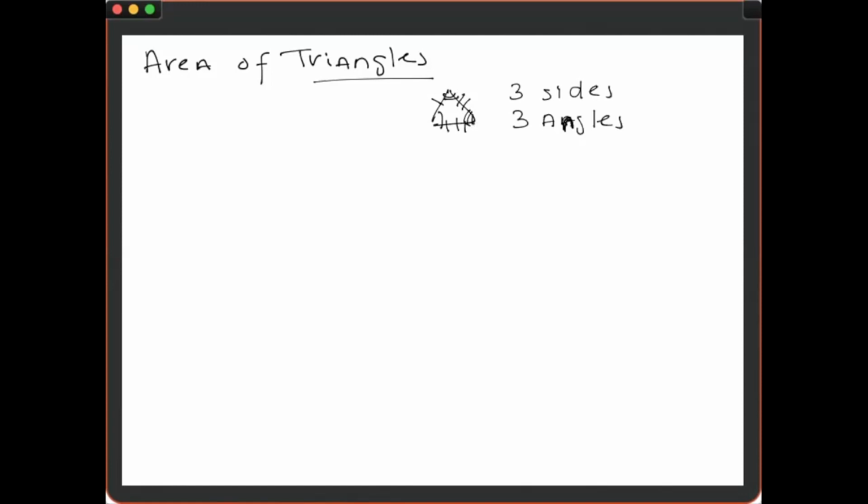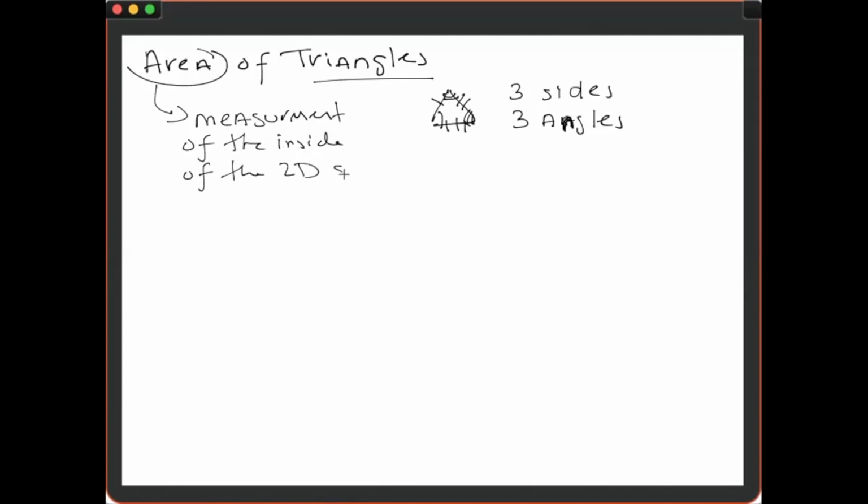All right, so again, the main point of this chapter is finding the area. You all should be familiar with what area is. It's pretty much finding the measurements of the inside of the two-dimensional shape. In this case, we're talking about the triangles.